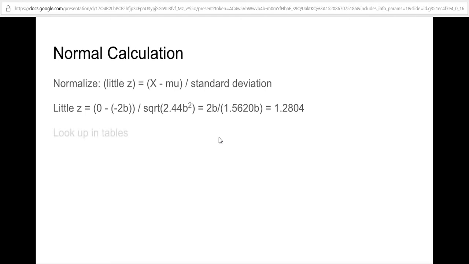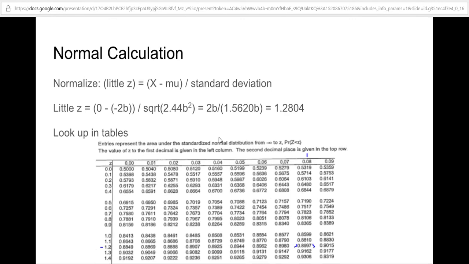The next step is to look this up in our tables. You can see I have a copy of the normal distribution table here. The value in the tables is 0.8997.